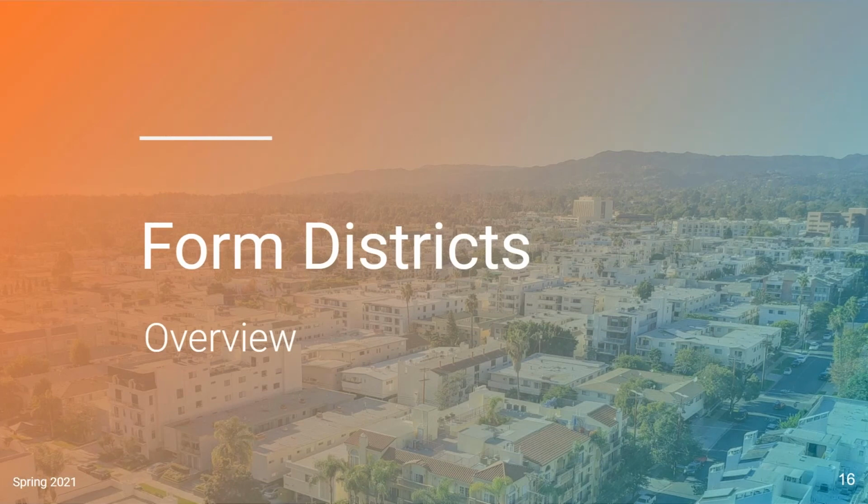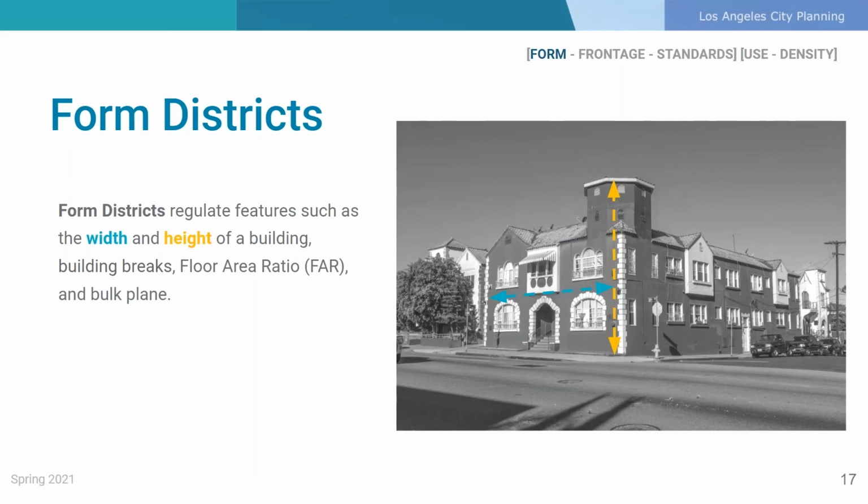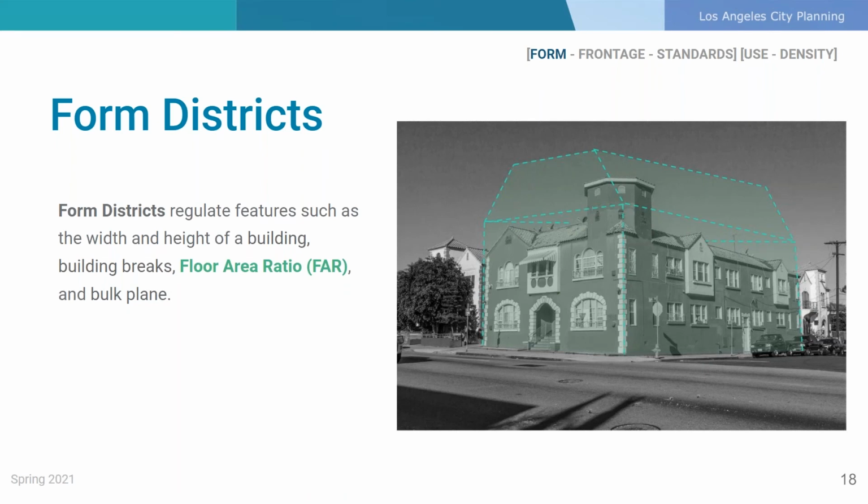We'll start with the first piece of the zone string, form districts. A form district regulates the building's scale and mass, which includes metrics such as the width and height limit of a building, which can either be in the number of stories or a number of feet tall. Form districts also regulate FAR, or floor area ratio, which is the relationship between any given parcel's land area and the total area of the building or buildings on a lot. FAR is essentially how many square feet of building can be built on any given property.